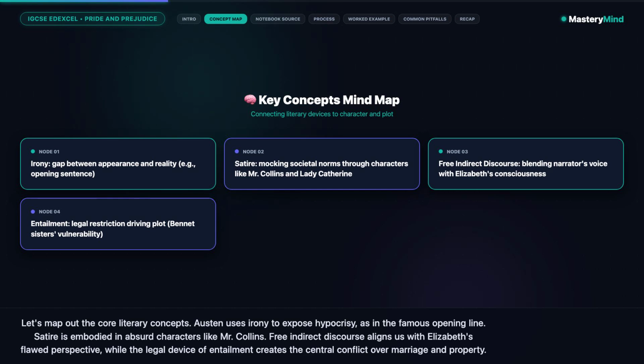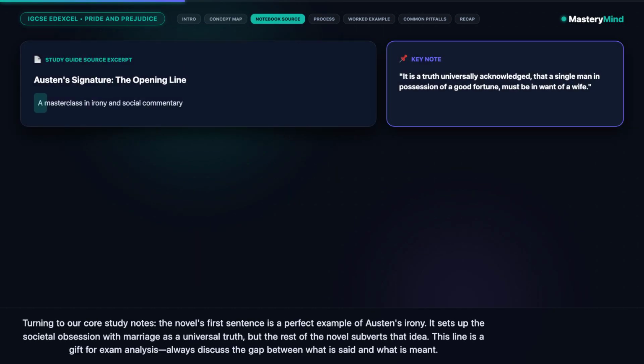Turning to our core study notes, the novel's first sentence is a perfect example of Austen's irony. It sets up the societal obsession with marriage as a universal truth, but the rest of the novel subverts that idea. This line is a gift for exam analysis: always discuss the gap between what is said and what is meant.